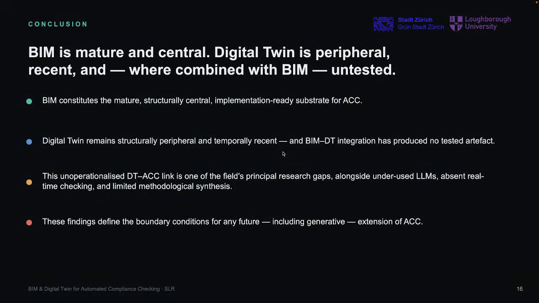To sum it up, BIM constitutes the mature substrate. Digital twin is the frontier horizon that needs to be researched but is not mature yet, so it's for a later horizon. The unoperationalized DT-ACC link is one of the points that still needs to be looked into. And when we talk about generative AI, we look at NLP, general AI, and ontology developments that can be brought together to generate models instead of correcting models.